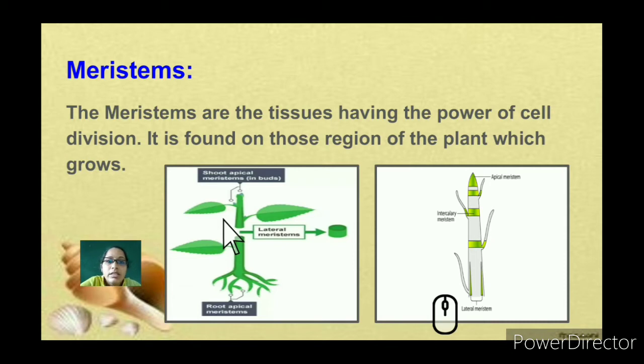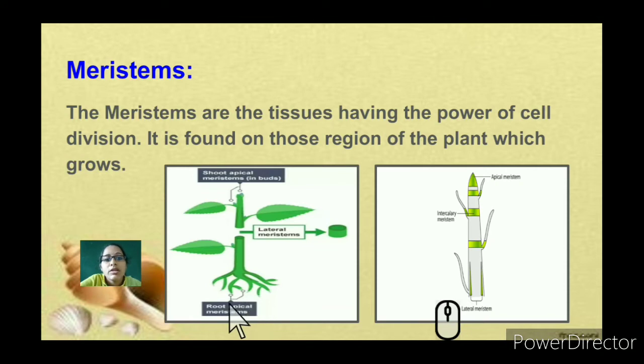They are the tissues which have the power of cell division. They can undergo division of cells and form more cells, and you can see this in certain regions of the plant where the plant grows. Wherever there is cell division, the plant grows. You can see here the root apical meristem. Here there are cells that absorb moisture, minerals, etc. Here you can see the lateral meristem, which helps in the absorption of food, water and certain minerals, and the shoot apical meristem.